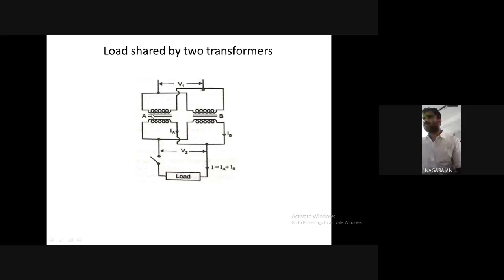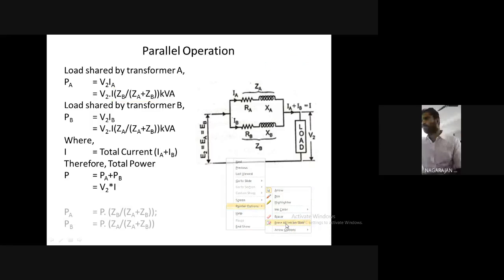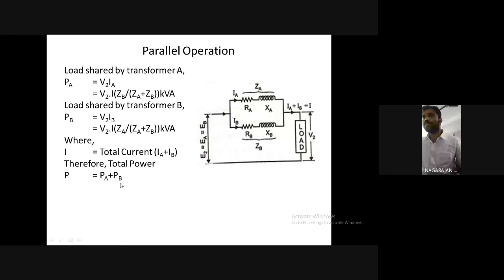So what is the total power shared by these two loads? The total load shared by these two transformers is denoted as PA and PB, which is given as PA plus PB, which is V2 into I. Why have I written that as V2 into I? The voltage across the load is V2, and the current passing through the load is I. So for measuring the power in the load, we can directly use the VI formula, P equal to VI. That is what I have written here. The load shared by each individual transformer is given as PA equal to P into ZB, where P is the total power.